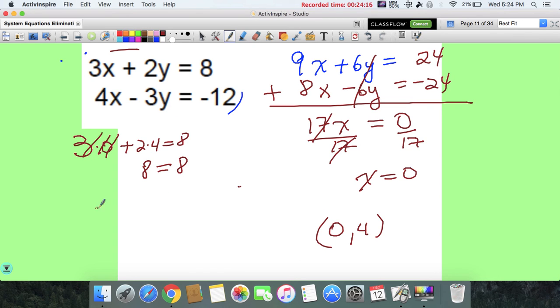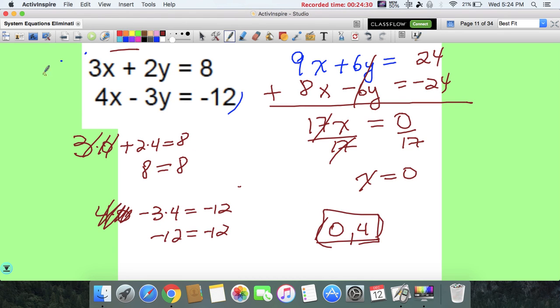If I took the second equation, 4 times 0 minus 3 times 4, is that equal to negative 12? 4 times 0 is 0 again. That goes out. Negative 3 times 4 is negative 12. And guess what? So 0 and 4, these two values, when substituted either here or here, make that equation true. And again, if you were to graph this, you can, by yourself, go to Desmos and just input this equation and this equation, and you'll see that they both intersect at (0, 4).